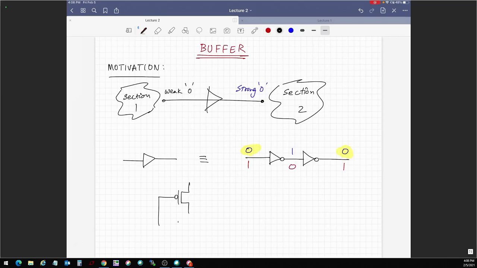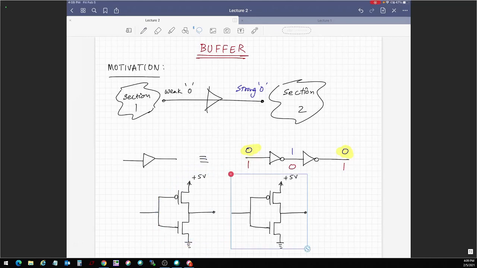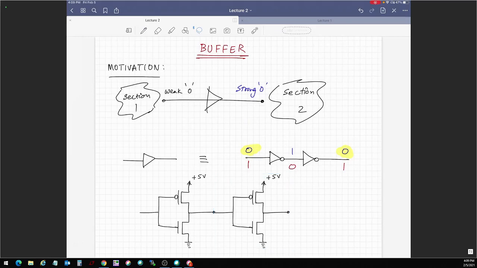And boom. This is going to +5. And then this is my input here, right? So this is my first NOT gate. And then I will simply copy paste this. And I'm done. This is my input. This is my output. So the output of one went into the input of the other.